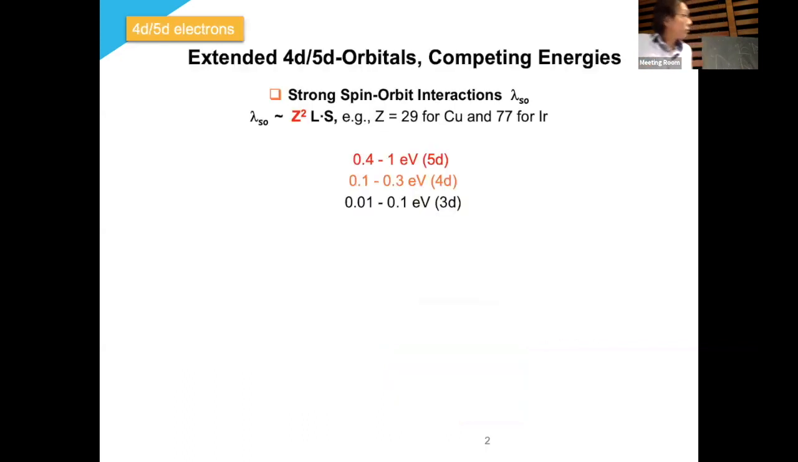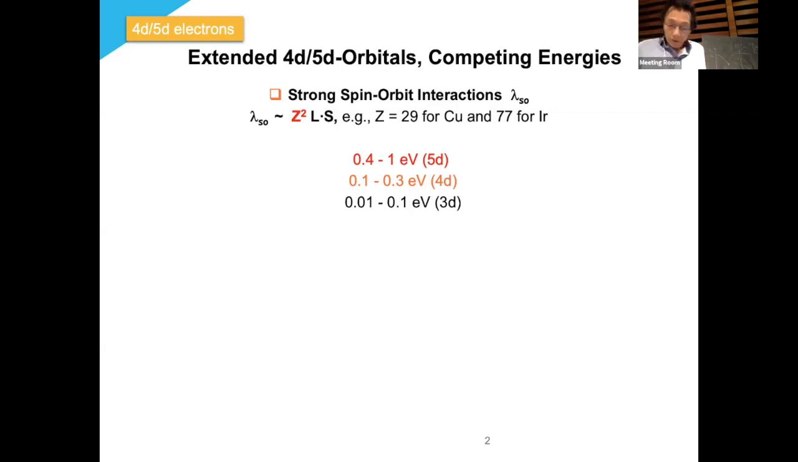So I'd like to remind you of a few things. These are 4D and 5D transition metal oxides, so the atomic number is relatively high. We know well that the spin orbit interactions are proportional to atomic number. Therefore, in this class of materials, particularly 5D transition metal oxides, the spin orbit interactions are quite strong. Here, you can see that this is close to 1 electron volt, and it's about 10 times larger than that of 3D electrons.